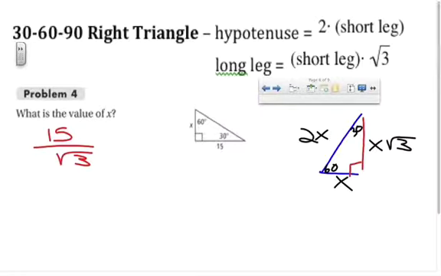Up here, notice that the long leg, this 15, is the short leg times radical 3. Okay, here's another way to look at it. This 15, do you see, is x radical 3. What do I want to find? I want to find x. How would I solve for x? By dividing both sides by radical 3. Does that help?